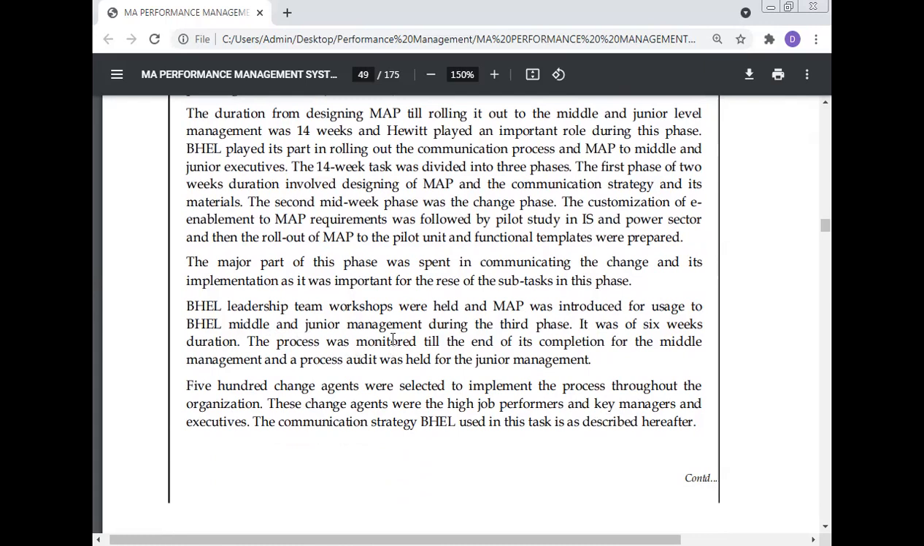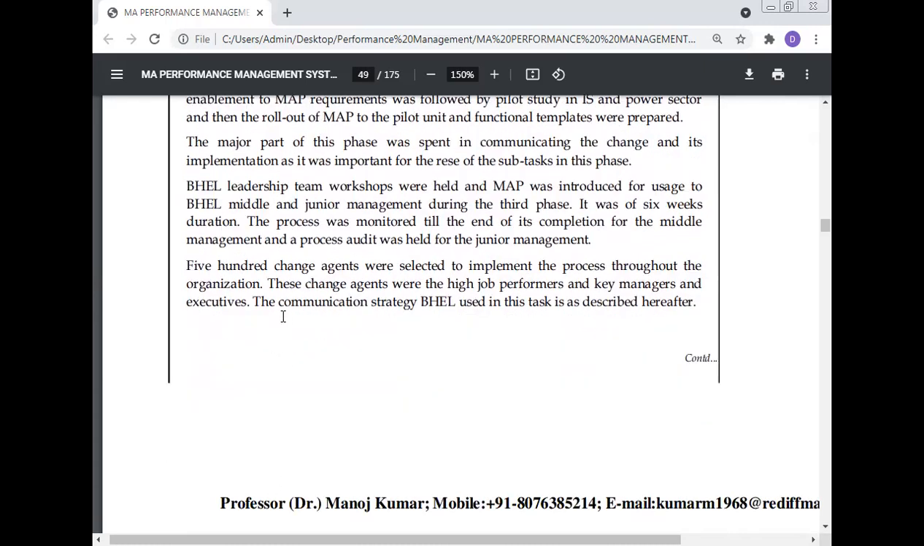BHEL leadership team workshops were held and EMAP was introduced for usage to the BHEL middle and junior management during the 3rd phase. The process was monitored till the end of its completion for the middle management, and the process audit was held for the junior management. 500 change agents were selected to implement the process throughout the organization. These change agents were high job performers and key managers and executives. The communication strategy BHEL used in this task is as described hereafter.